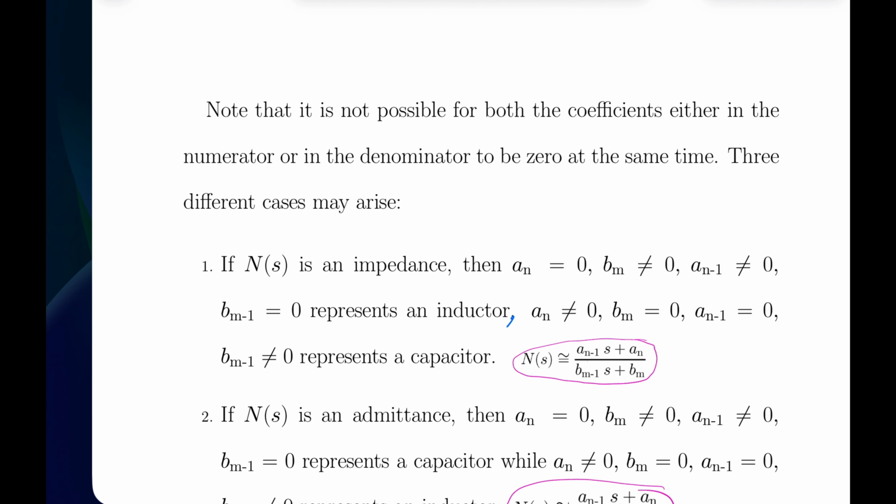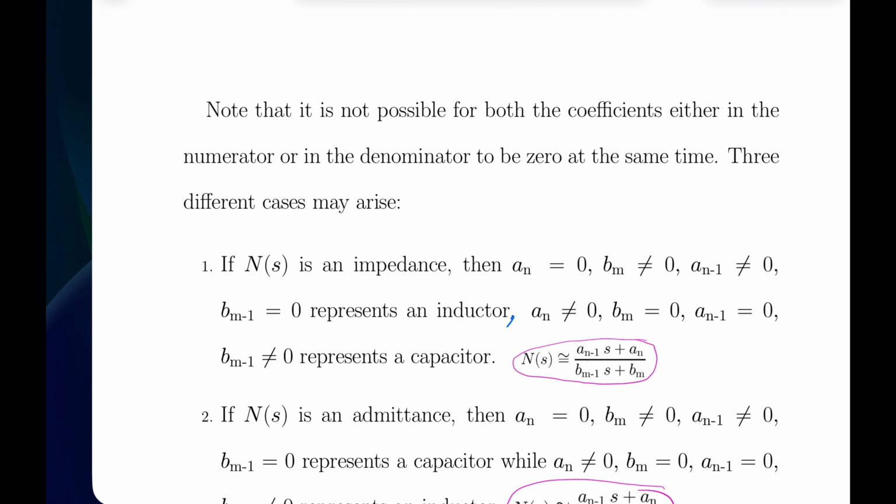So we have three different cases. The first is if N(s) is an impedance. What happens? I take two coefficients 0, one in the numerator and one in the denominator. So I take an equal to 0 and b(m-1) equal to 0. Then this will be 0 here, and this will be 0 here. So what we are left with? a(n-1) s upon bm. a(n-1) and bm are coefficients, so this is simply s, that is j omega. So this represents an inductor.